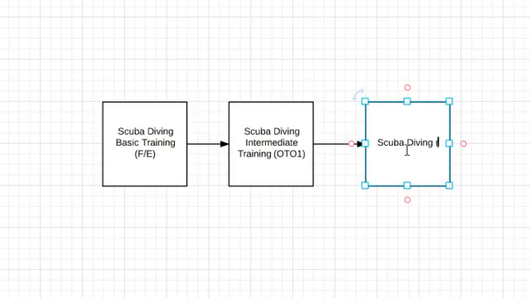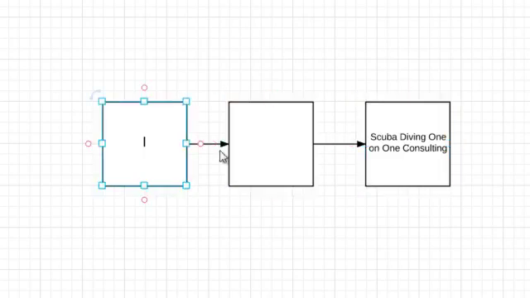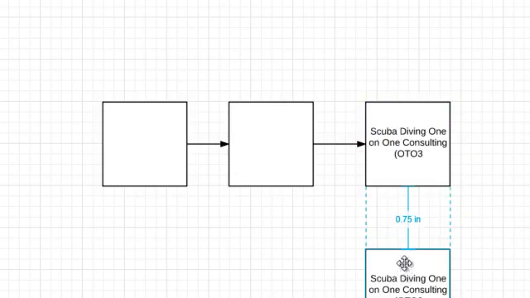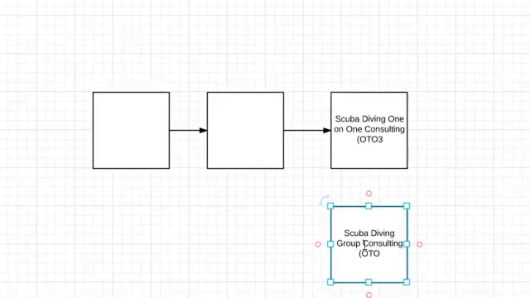So in this case, we could do scuba diving one-on-one consulting. So that could be a one-on-one personal training kind of thing. And let's delete these two here. And let's say this will be OTO 3. And with the service-based business, you could do that, and then you could do a downsell. So if somebody could not afford that, they could have something like a scuba diving group consulting. And that can be OTO3.